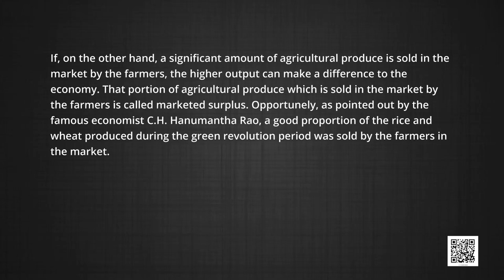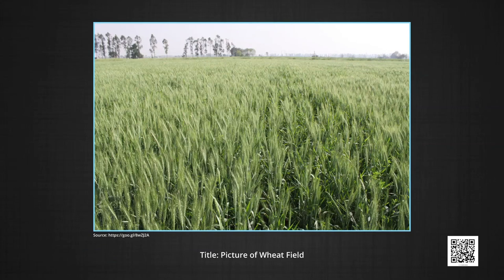Opportunely, as pointed out by the famous economist C.H. Hanumanta Rao, a good proportion of the rice and wheat produced during the Green Revolution period was sold by the farmers in the market. As a result, the price of food grains declined relative to other items of consumption. The low income groups who used to spend a large percentage of their income on food benefited from this decline in relative prices. The Green Revolution enabled the government to procure a sufficient amount of food grains to build a buffer stock which could be used in times of food shortage.